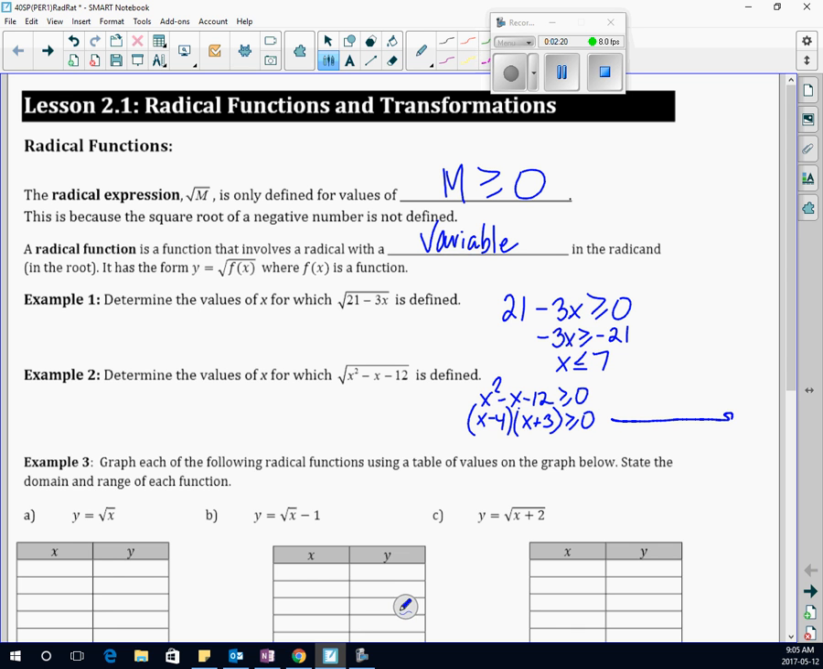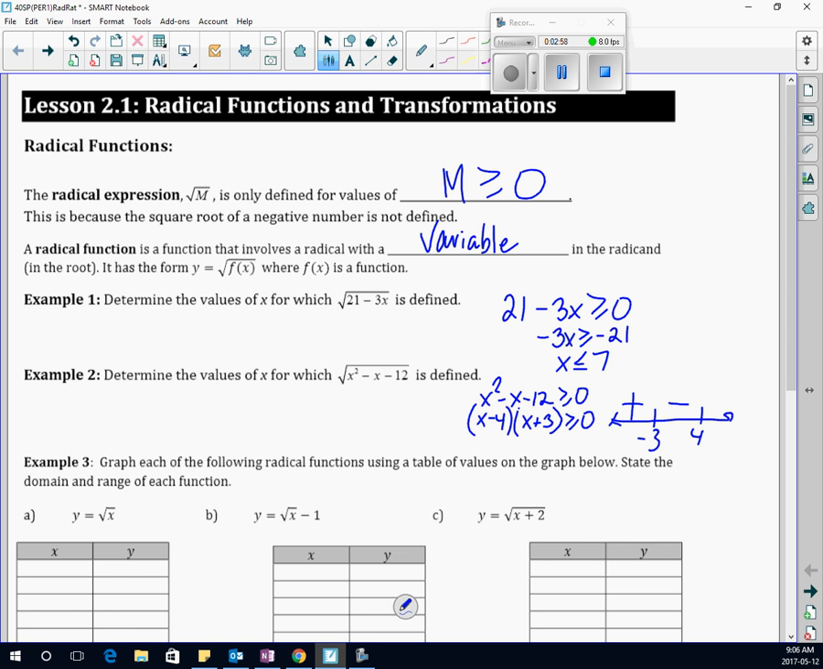Then you do a sign diagram with what on it? 4 and negative 3. And then you pick a number on the left of negative 3. Negative 1,000,000. So if you put negative 1,000,000 in the first factor, what will you get? A negative. If you put negative 1,000,000 in the second factor, what will you get? Negative. And a negative times a negative gives you a positive. Then something between negative 3 and 4. 0. So what do you get in the first factor? Negative, positive. So that would be negative.